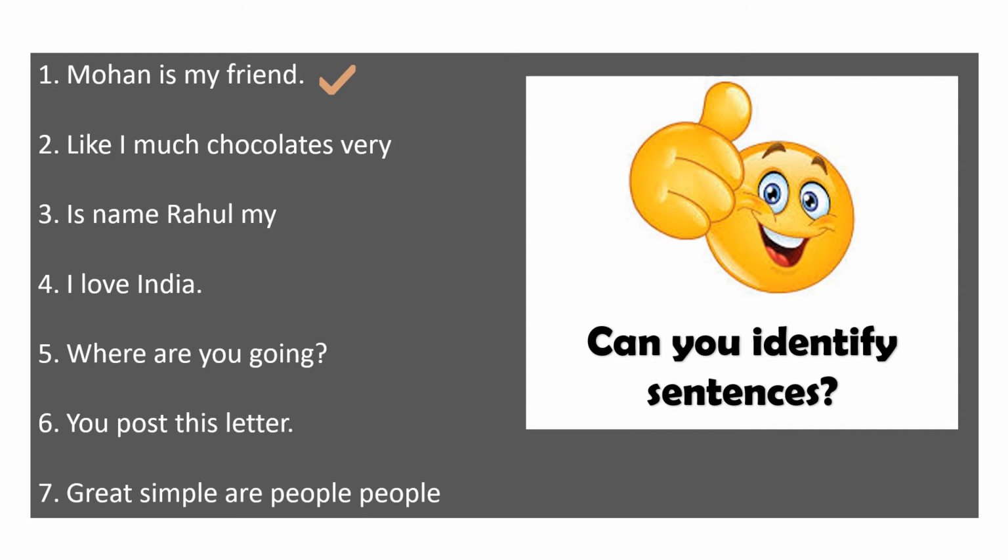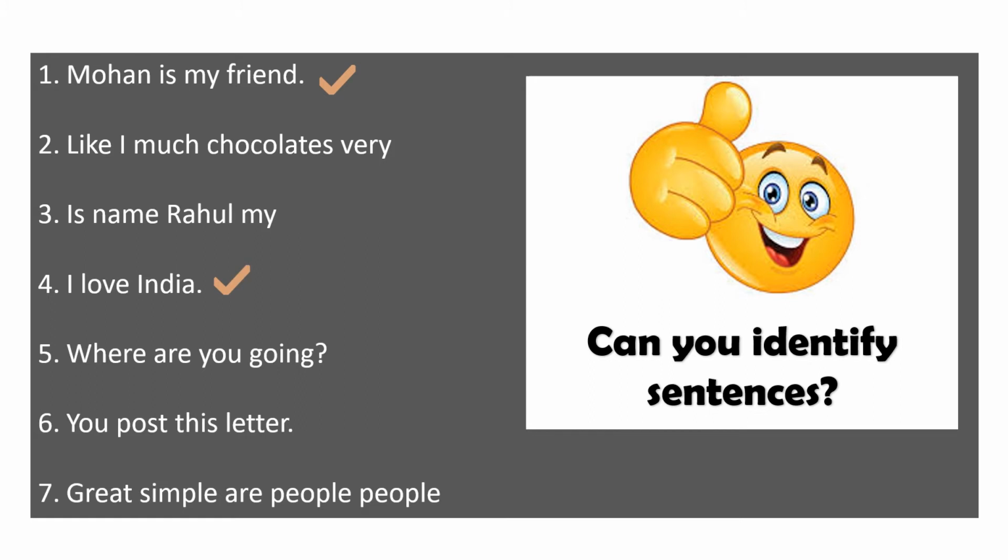Now, let us see the third set of words. Is, name, Rahul, mine. No meaning at all. So third one is also not a sentence. And in the fourth set of words, there are only 3 words, but let us see, is it meaningful or not? I love India. Is it meaningful? Does it make any sense? Yes, it's meaningful. So it is a sentence. So here also we'll put a right mark.